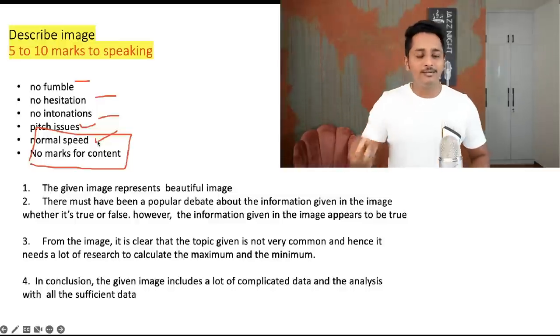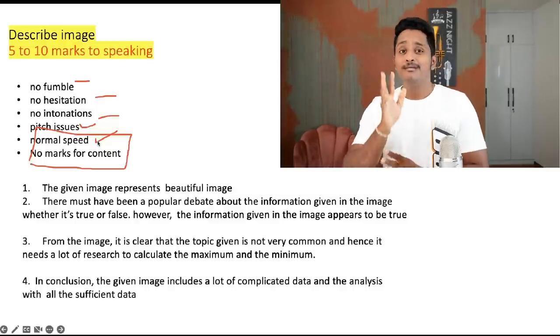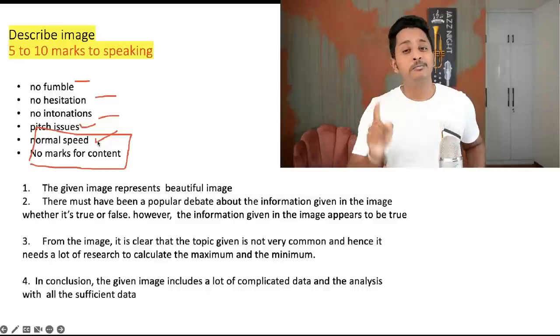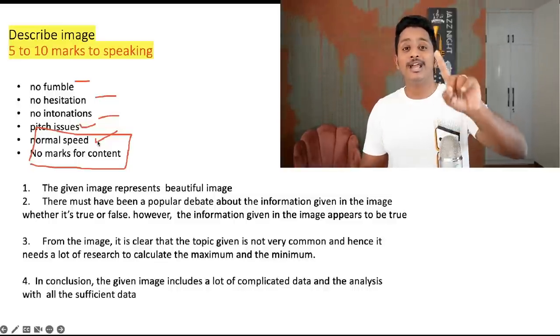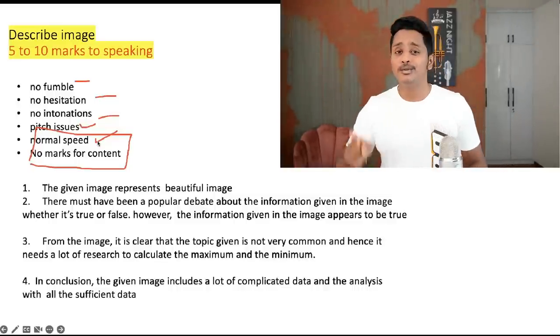So this is the template all my students have spoken. You can speak, but just speaking this will not get you marks. Speak this the way you did in the read aloud. That alone gives you the marks.